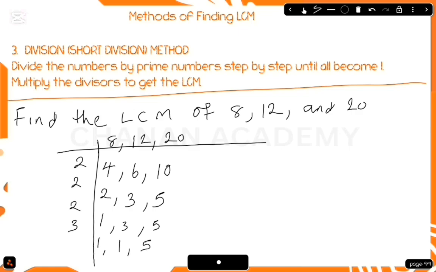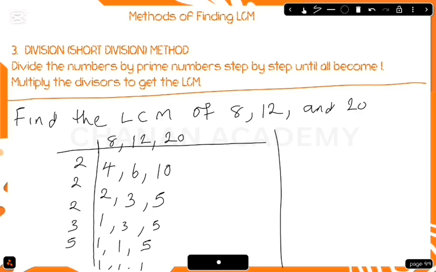So what else can divide? Can 4 go? 4 cannot divide, so we'll put 5. 5 divides 1? Cannot, just 1. And then 1. So the division method says we now multiply the divisors to get the LCM.